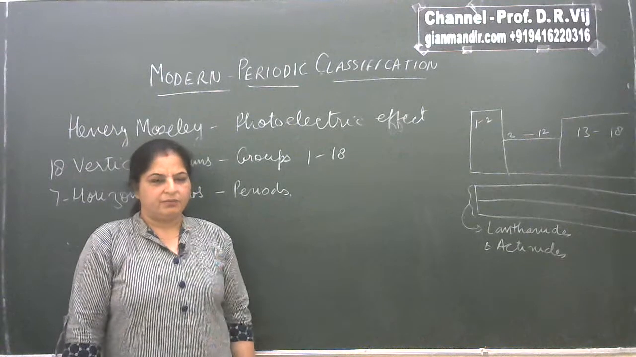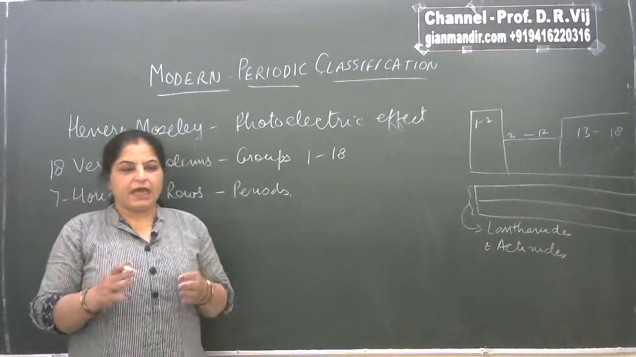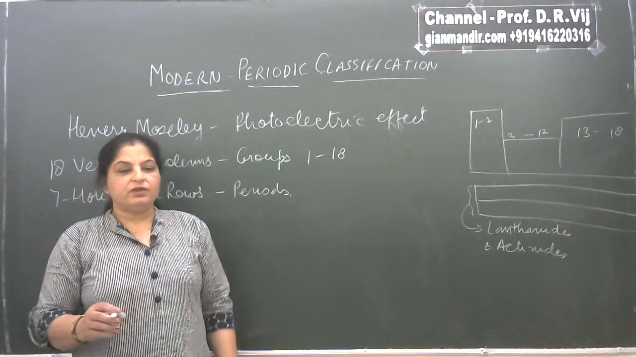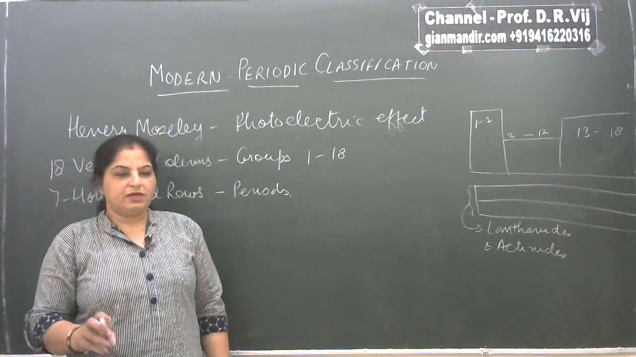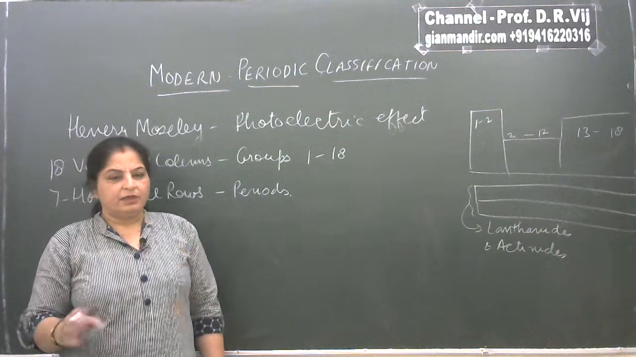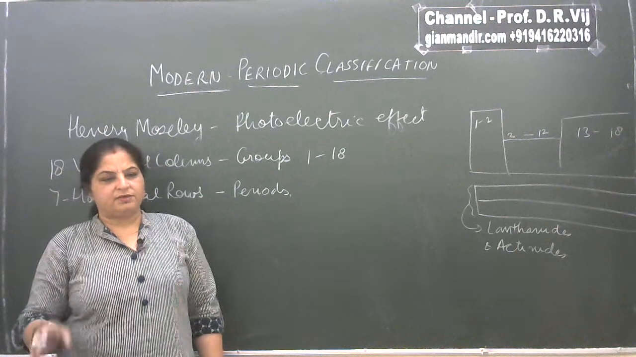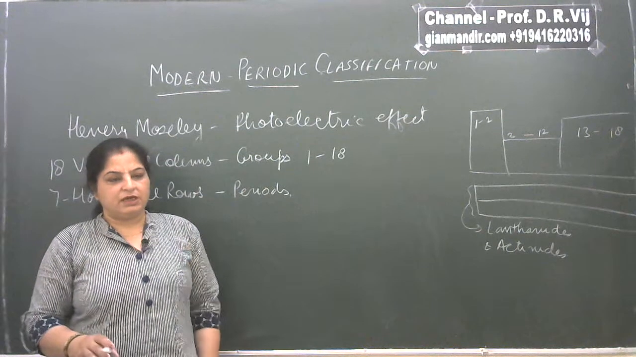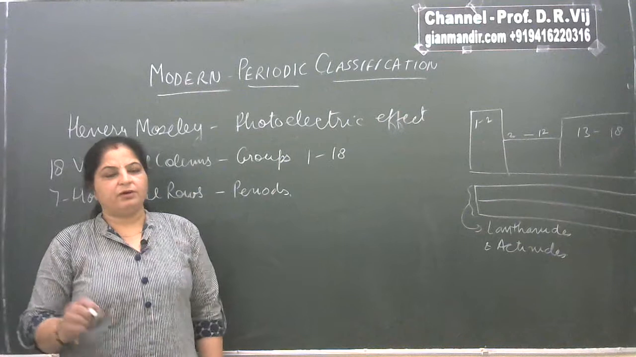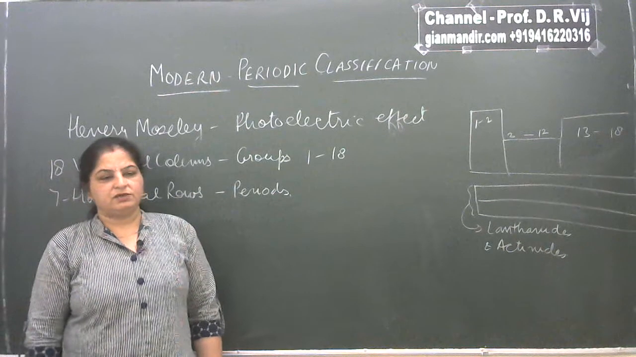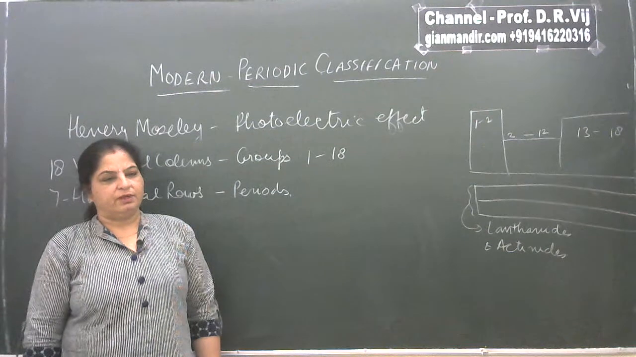It's not like that. So if you find a gap between two elements, you can't be assured whether these elements are not known and will be discovered in the future, or the elements with such atomic masses do not really exist. So we can't say anything with surety about the continuity of the periodic table in the case of Mendeleev's periodic table.